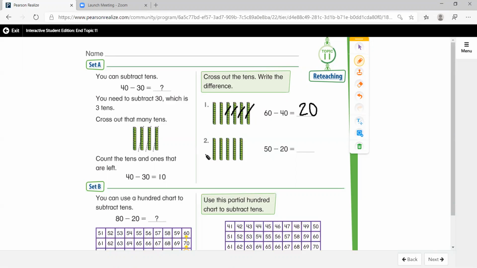Moving on to number 2. You can see our model shows 5 10 sticks for 50. We want to subtract 20. If we look at the number 20, there's a 2 in the tens place. So I'm going to cross out 2 10s. And if we count our 10 sticks, we have 1, 2, 3 10s remaining. And we put a 0 in our 1s place. We have 10, 20, 30 left. Take a look at your packet and check to be sure that your answers match.